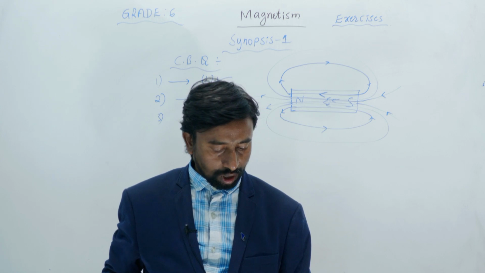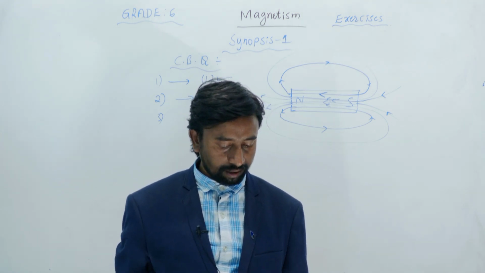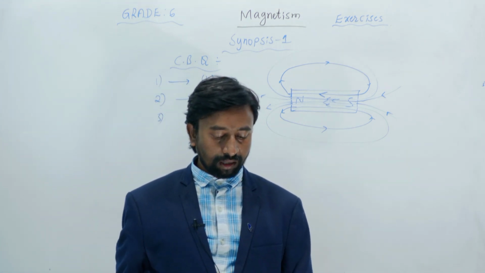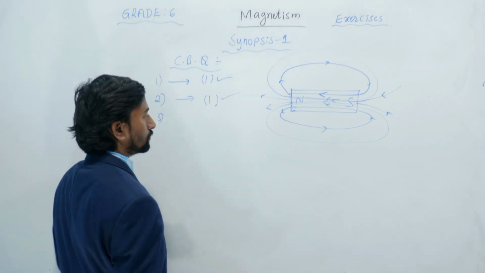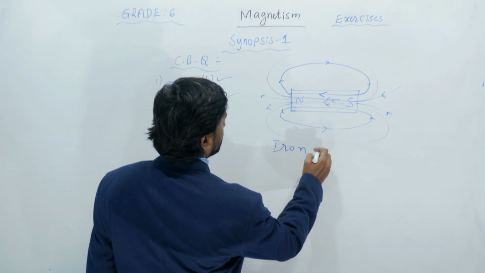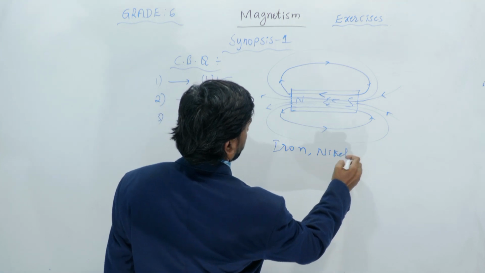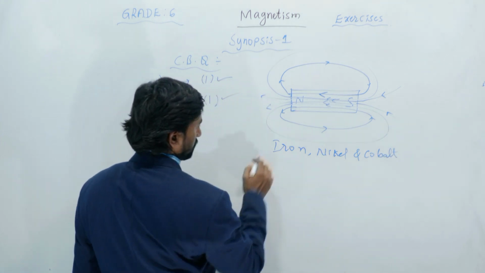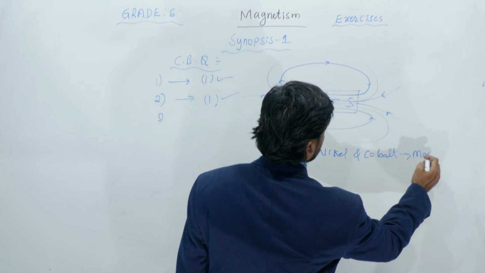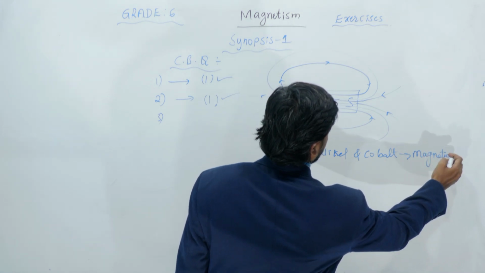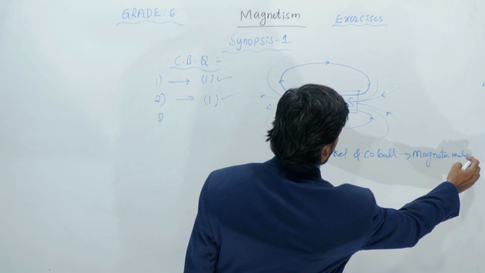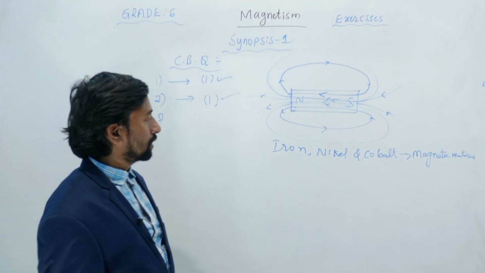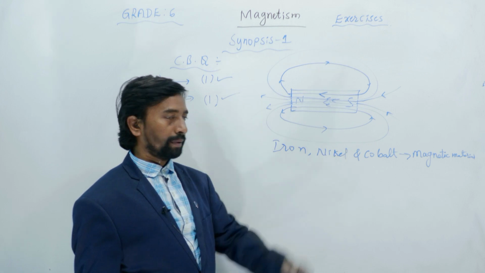And the third one: among the following, the non-magnetic substance is called, iron, cobalt, aluminum, nickel. So aluminum will be the non-magnetic. Iron, nickel, and cobalt are the magnetic materials. Magnetic materials are nothing but what? The materials or substances which can be attracted by magnets are called magnetic materials.